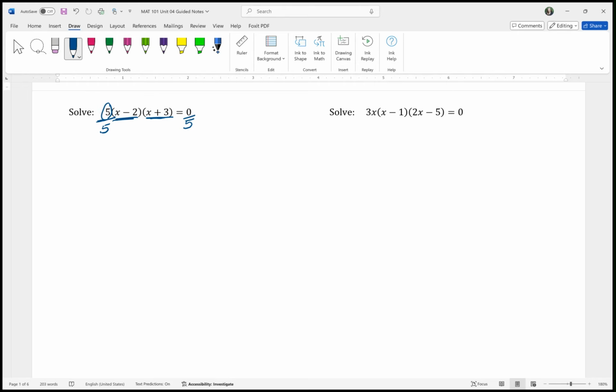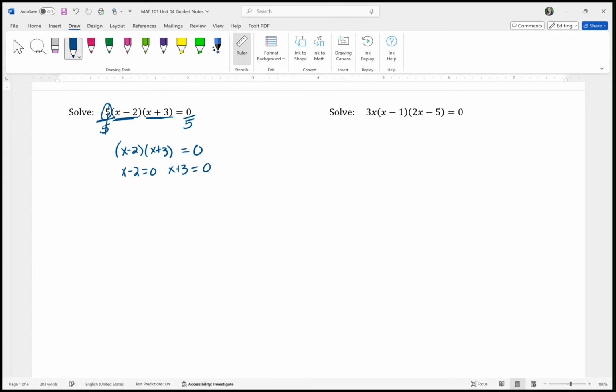What would that do? 5 divided by 5 is 1, so it didn't really change anything on the left-hand side. I still just have x minus 2 and x plus 3 equals, what's 0 divided by 5? Well, that's still 0. So because you just have a number sitting there, you can kind of ignore it. Now, if there was an x with it, like in the second example, you do have to consider that differently, and we'll talk about that in a second. But here, you already have this factored, so you're going straight to setting this equal to 0 and solving.